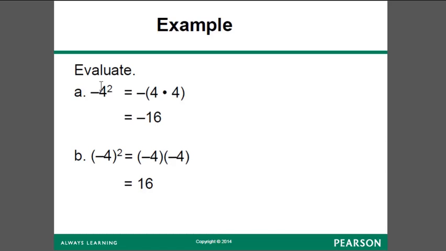If it's not inside the parentheses, the negative does not get written out multiple times. If it is inside the parentheses, that is what gets written out multiple times.